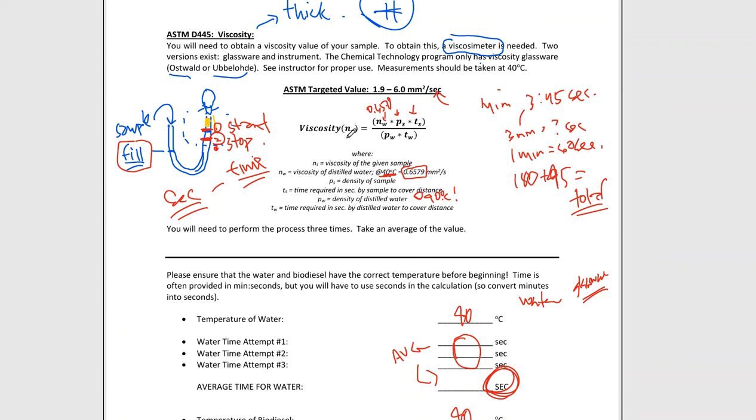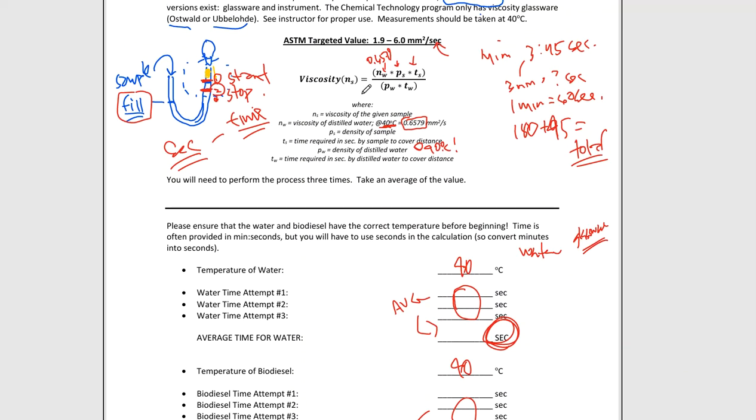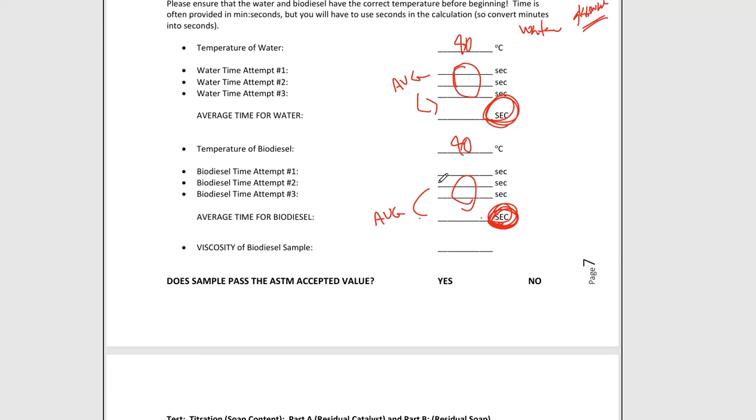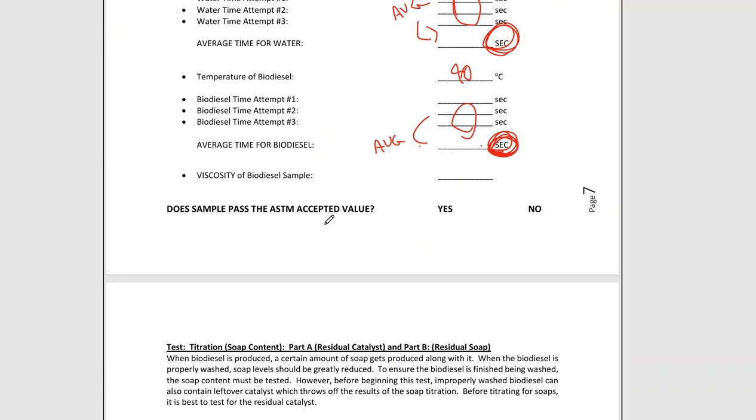All right, so once I do that, I calculate one viscosity value based on the averages, and that one viscosity value hopefully will fit in the range of 1.9 to 6. So you're going to see the same question down here at the bottom. Does it pass the accepted value? The answer is yes or no, and use that as a guideline to go by.